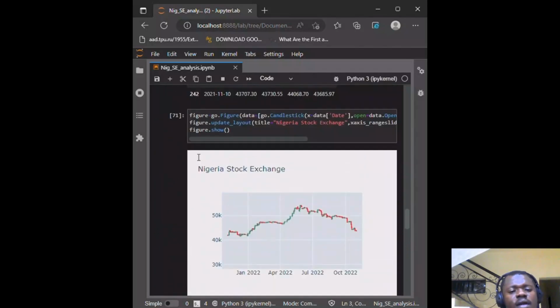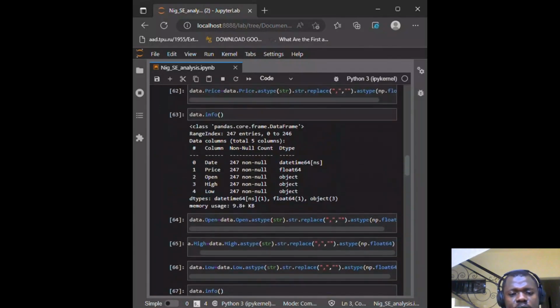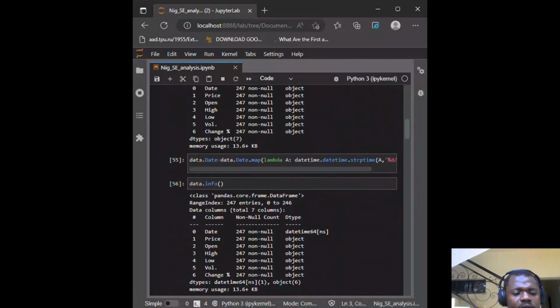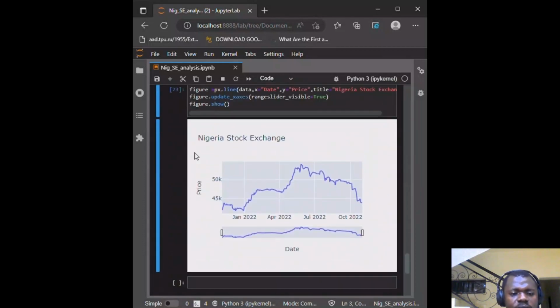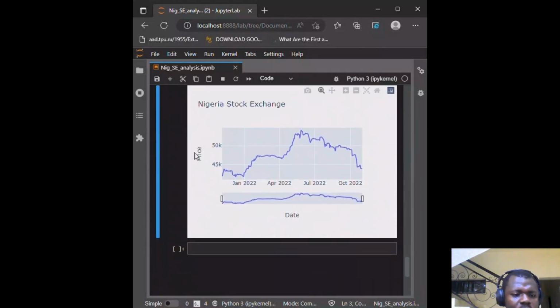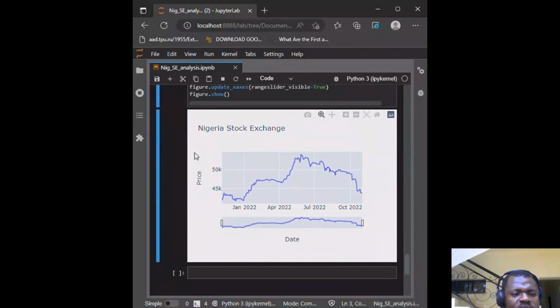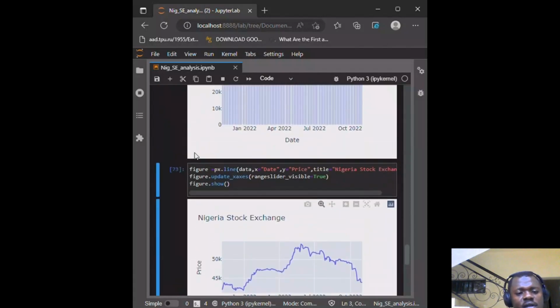And yeah, so that's how to do some preliminary exploratory data analysis on Nigeria Stock Exchange data.